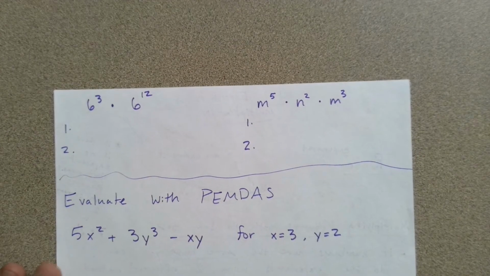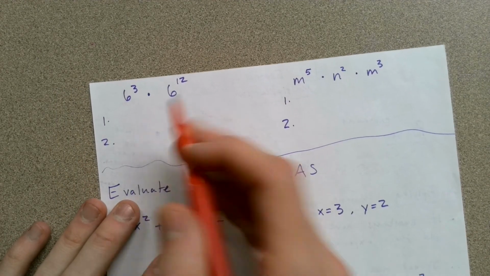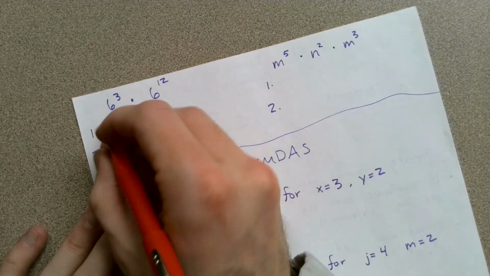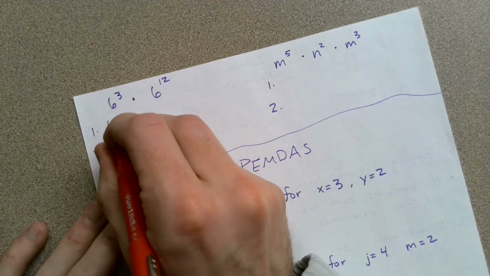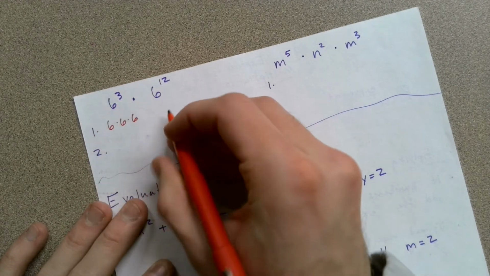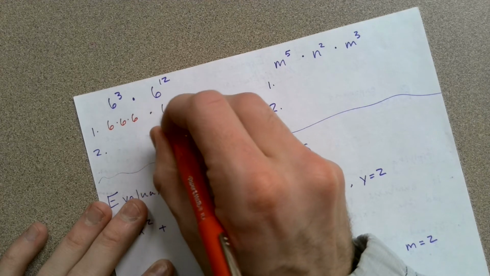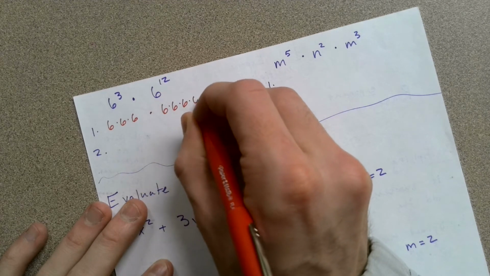I got 2 more examples like that. On our next page here, we got 6 to the third times 6 to the 12th. Ooh, there's going to be a lot of splitting up here. This is where it might get a little easier to use my second method. So let's start by splitting this one up. We got 6 times 6 times 6. There's that. Over here, we've got 6 times 6. So this one's going to take a while.